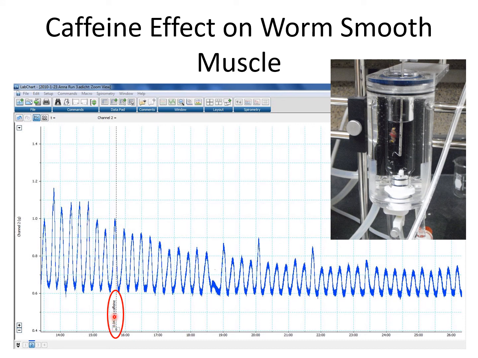This is where my daughter dropped the caffeine in, and notice instantly we started seeing this drop in amplitude. So it was relaxing. It even started slowing down here. Look at how fast the waveforms are being produced here and how much slower, about half the speed. So it inhibited that smooth muscle.